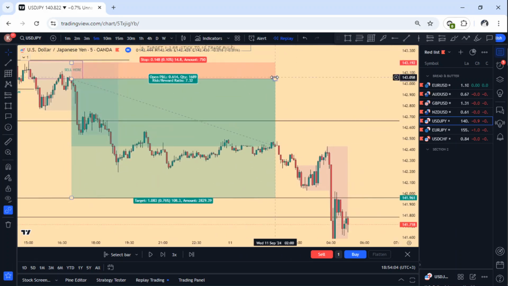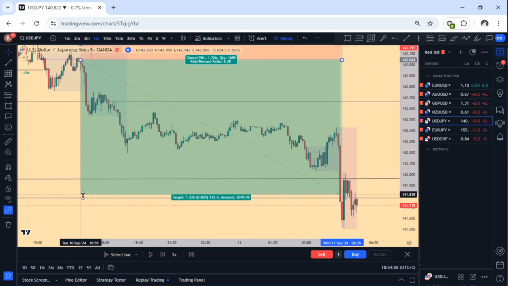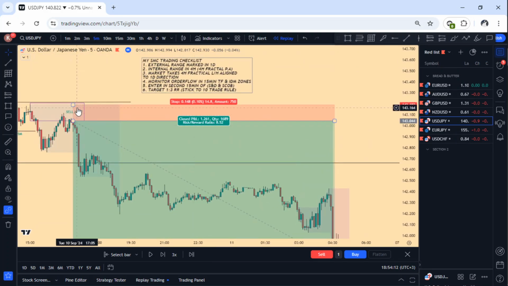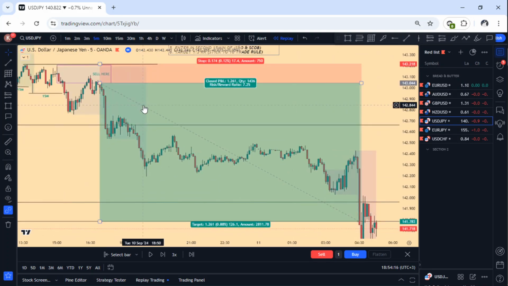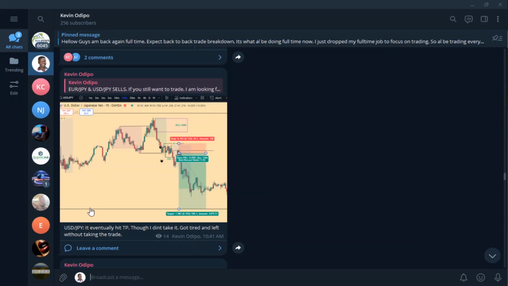And that was a take profit hit. Like I said, this was the overall target. You could have targeted 1 to 8 there. So the right stop loss was somewhere here, a realistic stop loss of 17 pips, which is okay. So I want to bring to your attention that this is a trade that we really looked into taking. This is it. USD JPY eventually hit TP, though I didn't take it. Got tired and left without taking it.